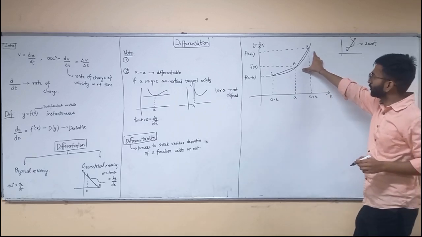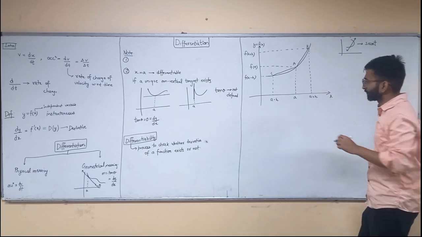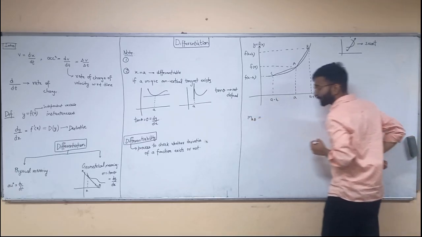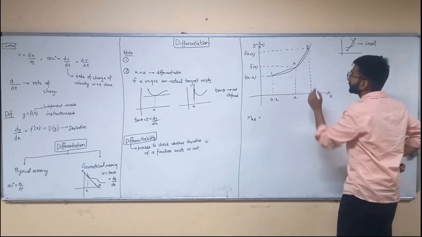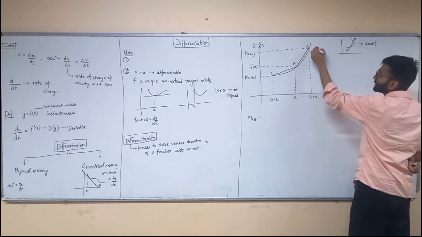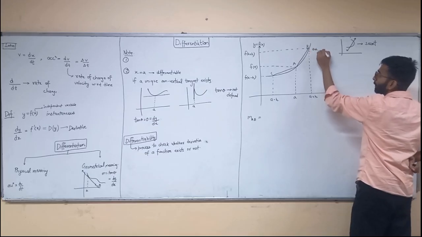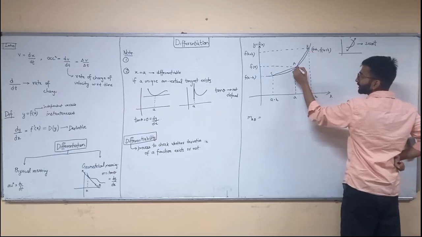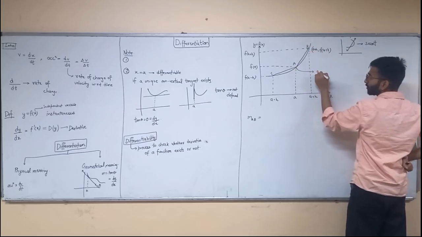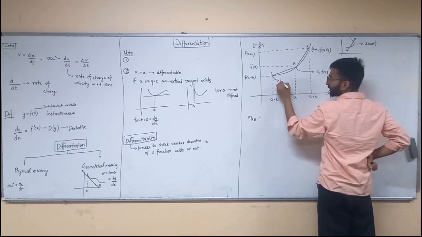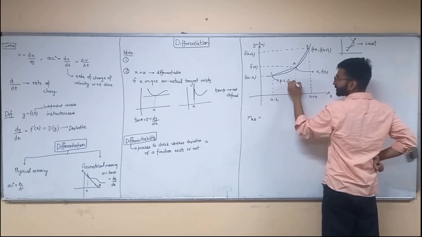What if I try to find out the slope of that line? So m of AB. What is the slope of that line? What is the coordinate of this point B? Yes, this is a plus h, comma f of a plus h. What is A? This is a comma f of a. What is C? This is a minus h comma f of a minus h.